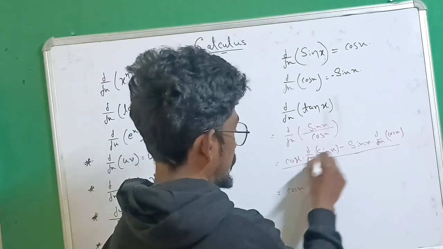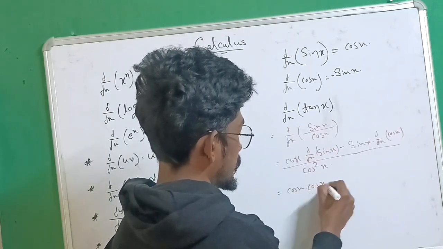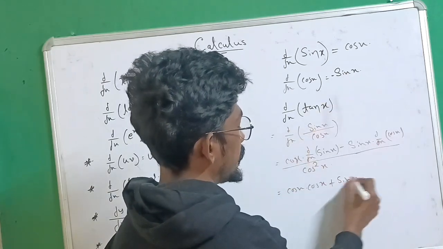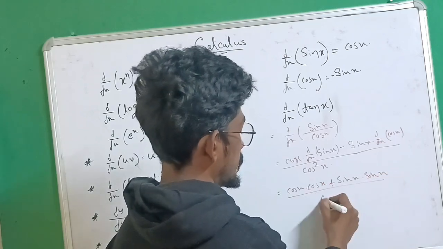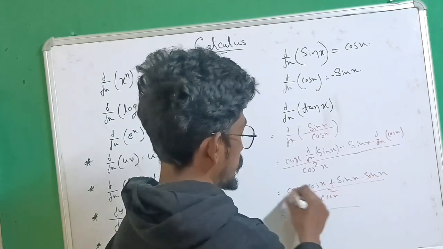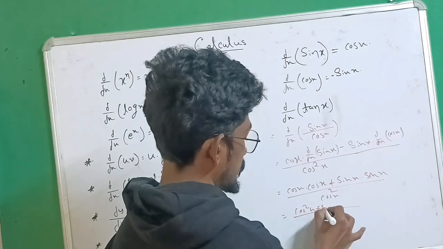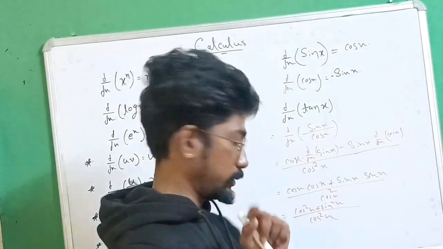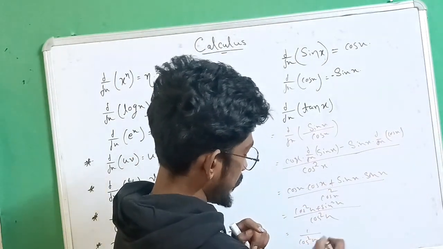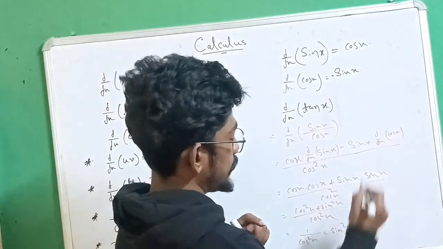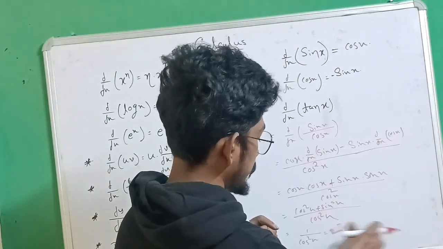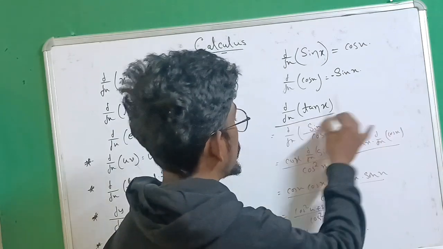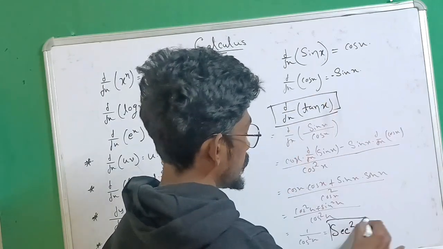Cos x, differentiation of sin x is cos x, minus sin x, differentiation of cos x is minus sin x. That means it will be plus: cos square x plus sin square x. Cos square plus sin square x means 1. So you will get 1 by cos square x. Sorry, you will get sec square x. So d dx of tan x is equal to sec square x.